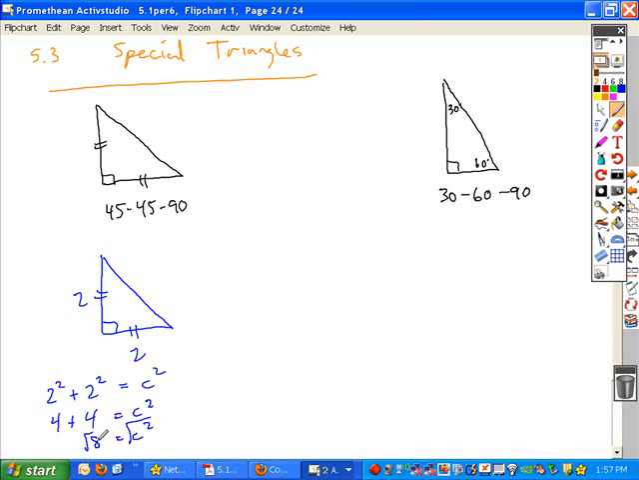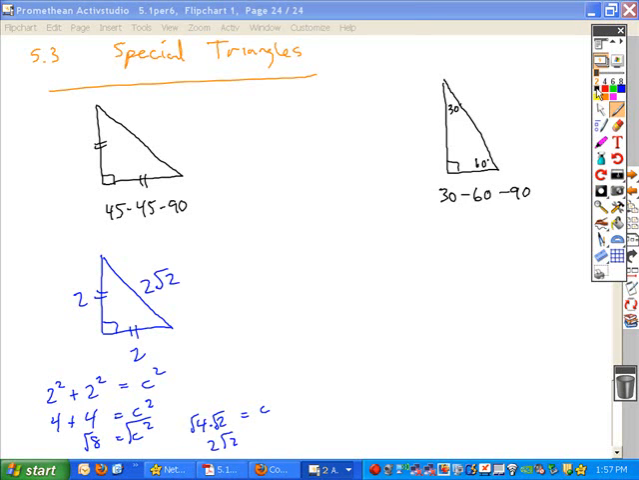Are there any perfect square factors of 4 or of 8 that you can remove? Square root of 4 times 2. And so the square root of 8 reduces to 2 root 2. What you're going to find is that anytime you're dealing with a 45-45-90 triangle, whatever length the legs are, the hypotenuse is going to be that length times root 2.